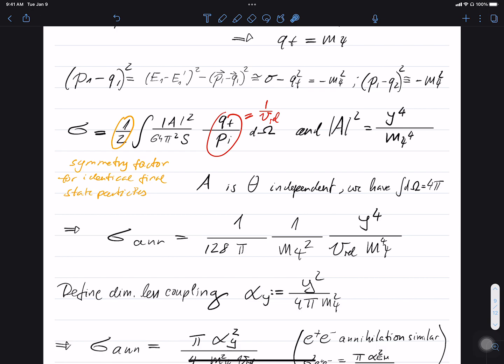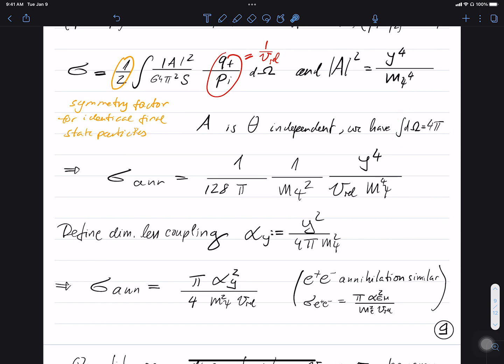Well, now A here again, as you see, is theta independent. We have the integral over the solid angle just gives us 4 pi. And so the total annihilation cross section is given by 1 divided by 128 pi divided by 1 over psi squared. This ratio is a dimensionless number, 1 divided by the relative velocity.